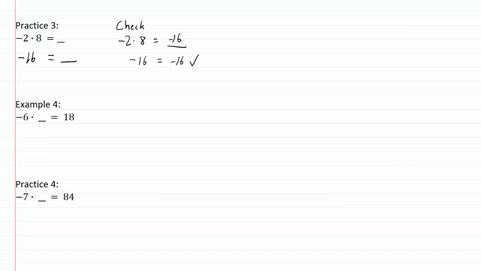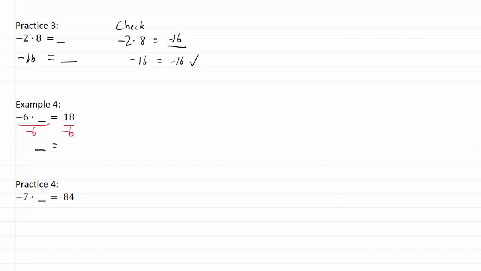Well, we always have to undo this operation, whatever's between our numbers and our blank space. And so this is a multiplication problem, and so we have to undo multiplication by dividing. So I'm going to divide both sides by negative 6. If I take negative 6, divide it by negative 6, those cancel out, and all that's going to be left on the left-hand side is this blank space.